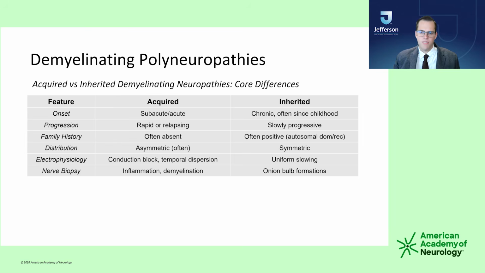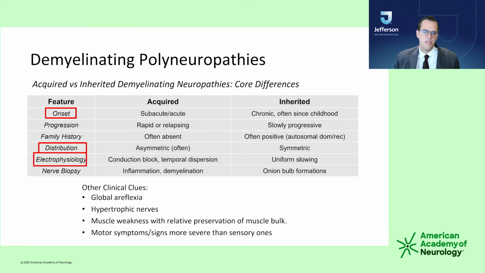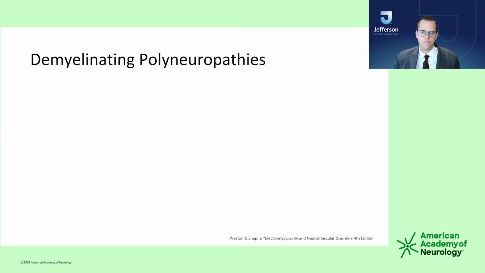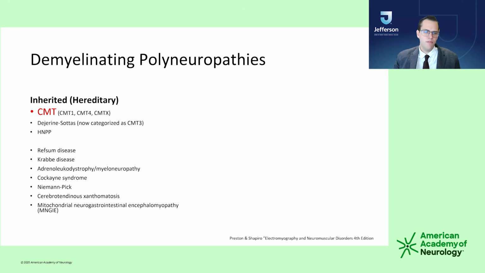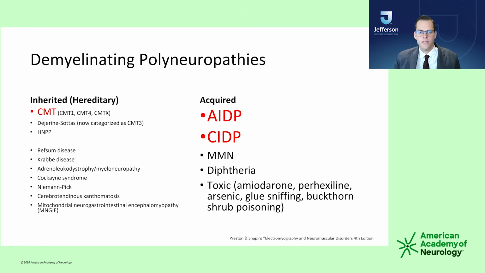The most helpful contrast between the two are onset, distribution, and electrophysiology. Other clinical clues are global areflexia, hypertrophic nerves on exam, muscle weakness with relative preservation of muscle bulk, and motor symptoms and signs more severe than sensory ones. Here are just a few examples of inherited demyelinating polyneuropathies. Again, the most common is Charcot-Marie-Tooth. And for acquired, the ones you may commonly see in practice are AIDP and CIDP.